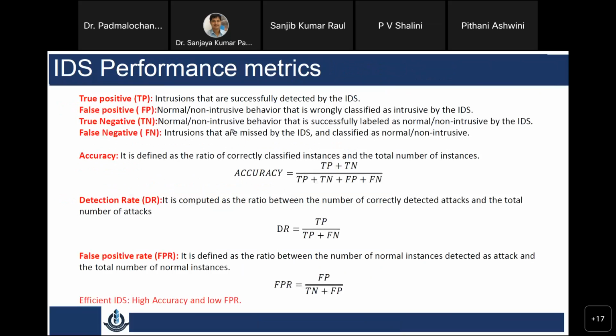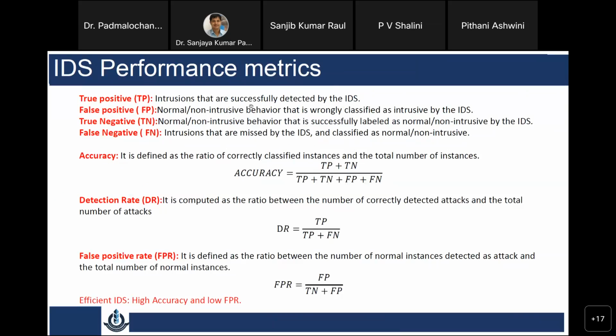And if we want to look at how we evaluate the performance of an intrusion detection system, there are mainly two parameters: accuracy and false positive rate. Accuracy is the ratio of true positive plus true negative, to the sum of true positive, true negative, false positive and false negative.